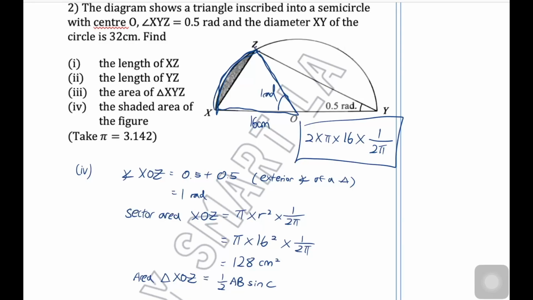So hopefully with this, you're able to understand how to use the arc length as well as the sector area formula a little better. And this concludes this chapter of arc length and sector area, and I'll see you in the next chapter.